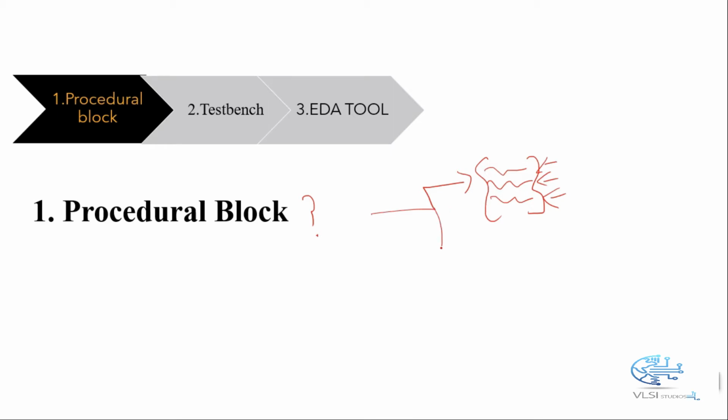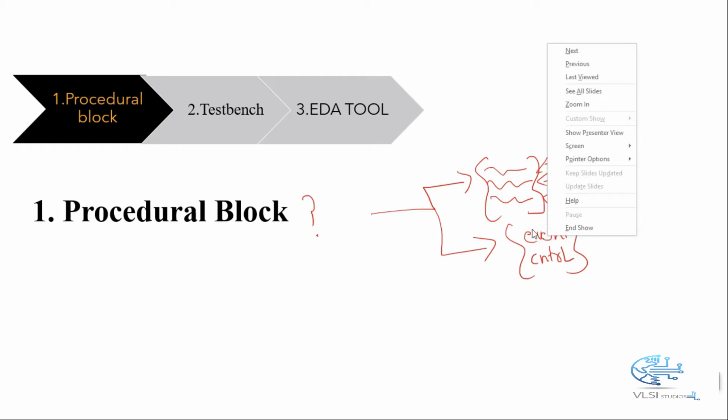The second reason is if there is a delay or an event control that has been specified by the designer that is related to our simulation time. At that time the execution of the previous statement in our block must be completed before the execution of our next statement. At that time we need the sequential execution of statements. That's why we need a procedural block.